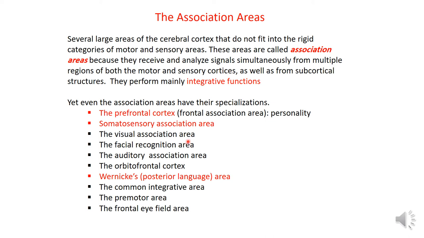Visual association area: understanding of the meaning of the visual information. Facial recognition area. Auditory association area, for understanding the meaning of spoken words. Orbitofrontal cortex, which is the regulation of behavior. Wernicke's area is a posterior language area, a higher intellectual area in your brain. Common integrative area. Premotor area for the production of complex movements. Frontal eye field area, which regulates the muscles that control the movement of the eyeball.